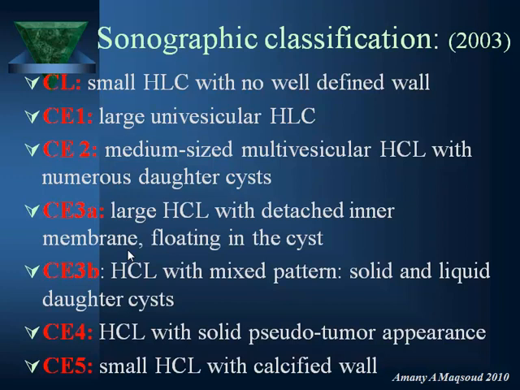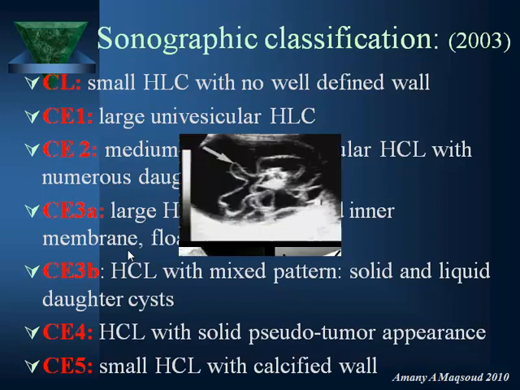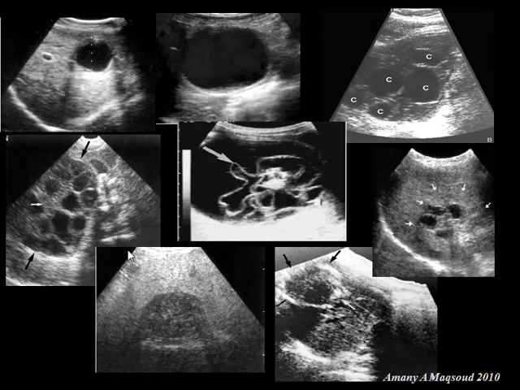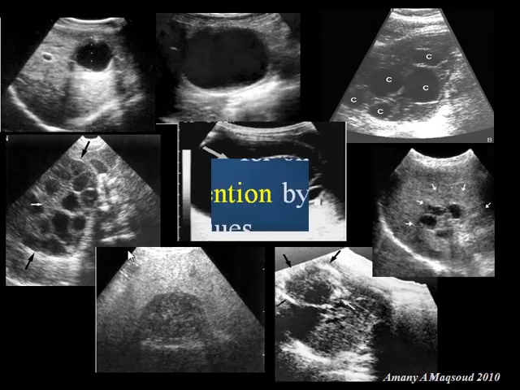the CE4 and CE5. Type 4 and type 5, or the sonographic appearances 4 and 5, are considered recently by the WHO as non-viable Hydatid cysts. This type is a pseudotumor type, more and more isoechoic, more and more solid in shape, and the next type has calcification at its wall. Those two types, type 4 and type 5, are considered by the WHO recently as being dead. They are not viable cysts.